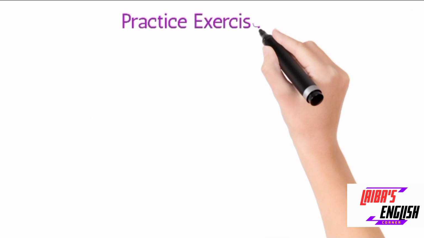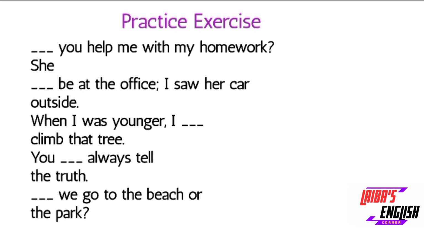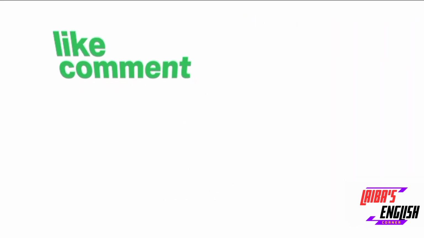Now we are having a small practice exercise. There will be different sentences and we have to solve, and let's see how much understanding you have from my video. First is blank you help me with my homework. So we can say, can you help me with my homework? Second is she blank be at the office. I saw her car outside. So we can say she must be at the office. I saw her car outside. Third is when I was younger, I blank climbed that tree. When I was younger, I could climb that tree, because we are talking about something in the past.